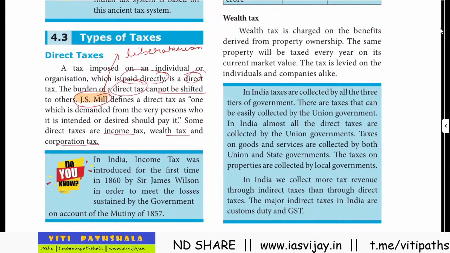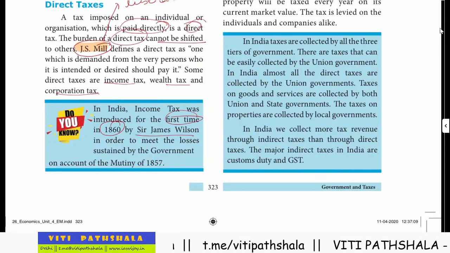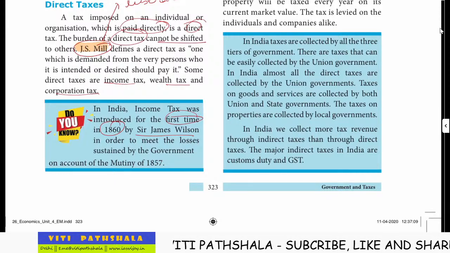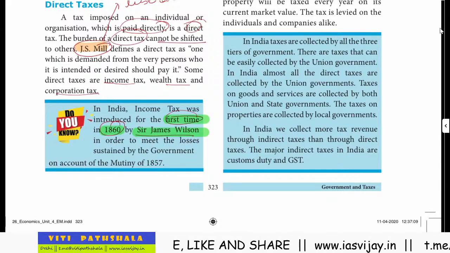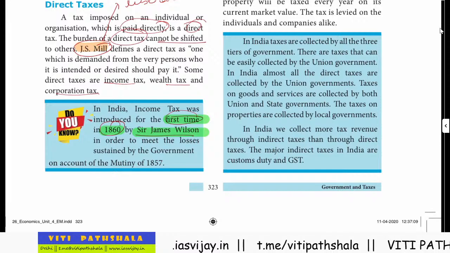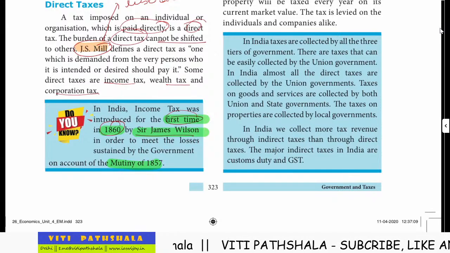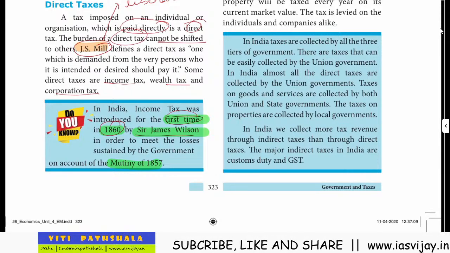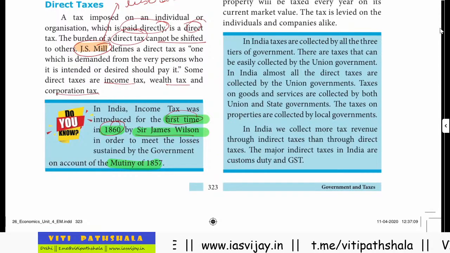Some direct taxes, examples are the income tax, wealth tax, and the corporation tax. In India, income tax को introduce किया गया था सबसे पहली बार 1860 में सर जेम्स विलियम्स के द्वारा. So it was first introduced in India by Sir James William in 1860 in order to meet the losses sustained by the government in the 1857 mutiny. कैसे याद रखोगे? 1857 का विद्रोह हुआ और उसमें जो घाटा होता है उसको पूरा करने के लिए सर जेम्स विल्सन ने पहली बार इनकम टैक्स को लगाया था 1860 में.